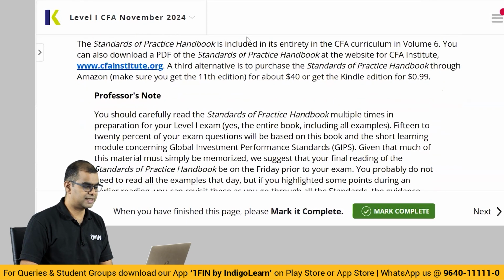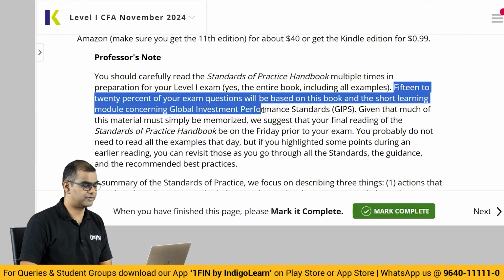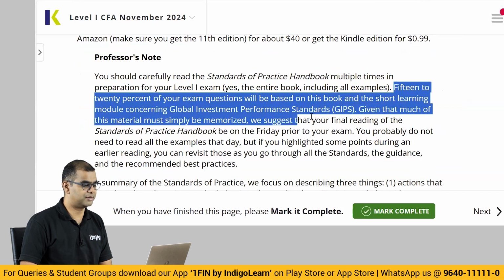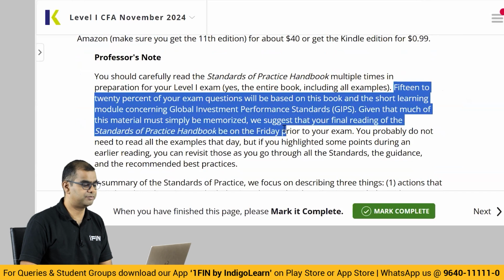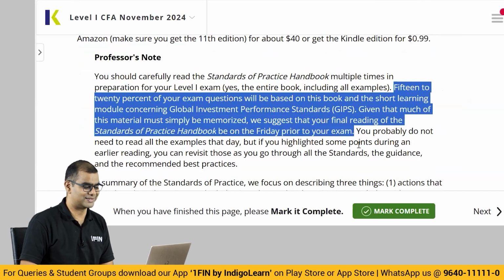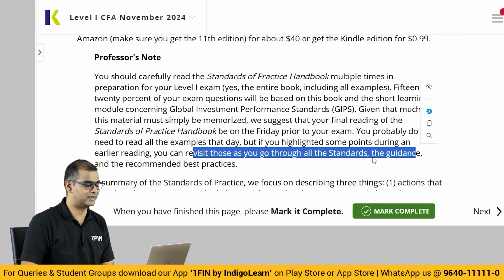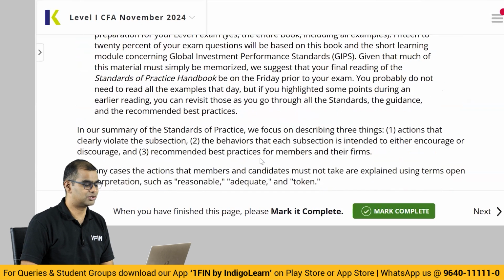The standards of practice handbook, they're explaining what the handbook is, where you can get it and all of that. Please note this: 15 to 20% of your exam questions will be based on this book and the short learning module concerning GIPS. Given that much of the material must be simply memorized, I suggest your final reading of the standards of practice be on Friday prior to your exam. See how well they've said. You probably do not need all the examples that day, but if you highlighted some points during an earlier reading, you can revisit those as you go through the standards.